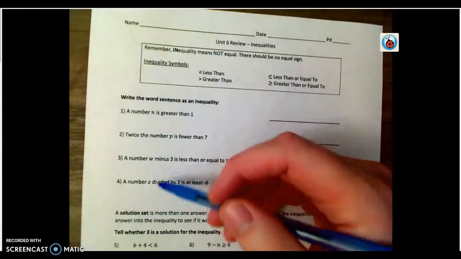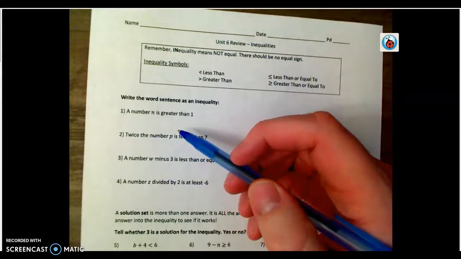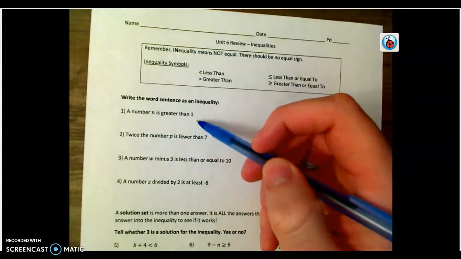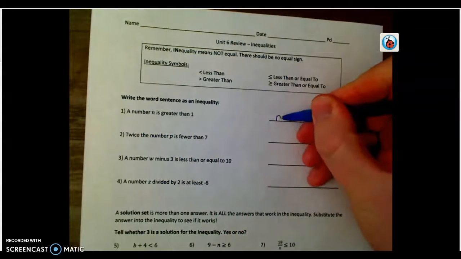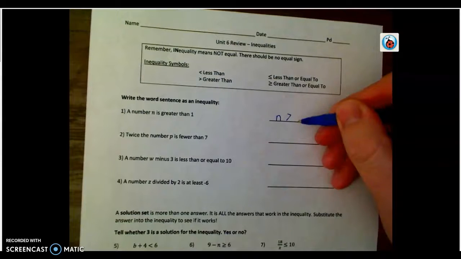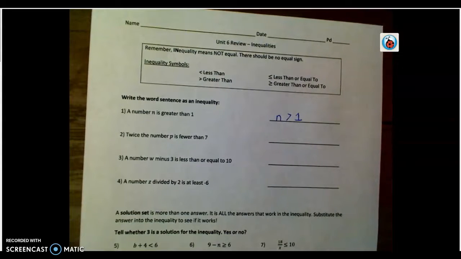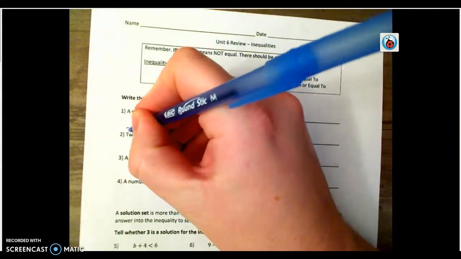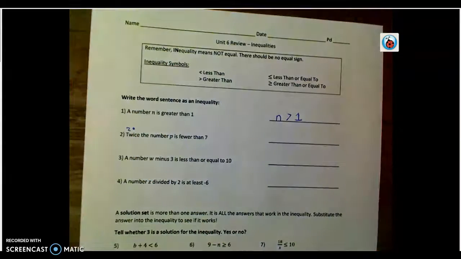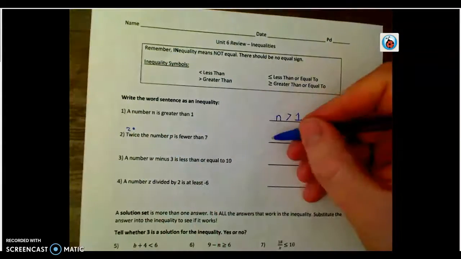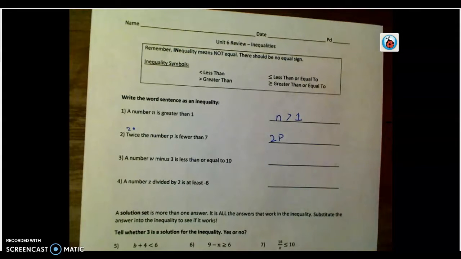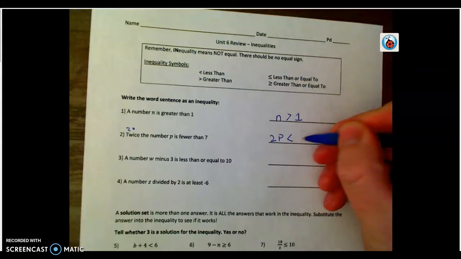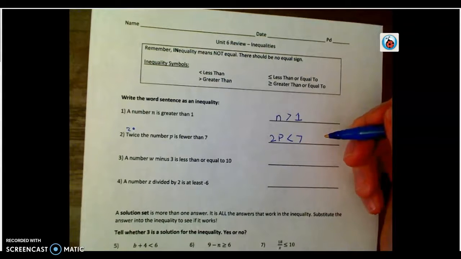So step one of the first few questions is just to write the word sentence as an inequality. So a number n is greater than 1 would just be n with the mouth open towards 1. Number 2, twice a number. Twice means 2 times. So it's 2 times the number p, or 2p, is fewer than, meaning it has to be less than 7.